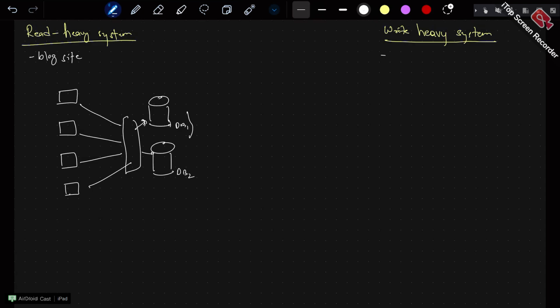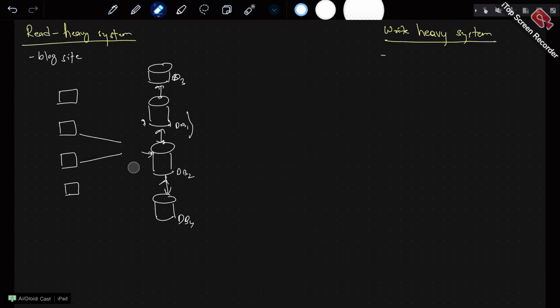Now the important point over here is that for a read heavy system, you are going to scale out the databases, right? And the databases that you are scaling out, you are just replicating the entire data. They are all having the same data, and now your request can go to any of these databases. Let me draw it nicely.